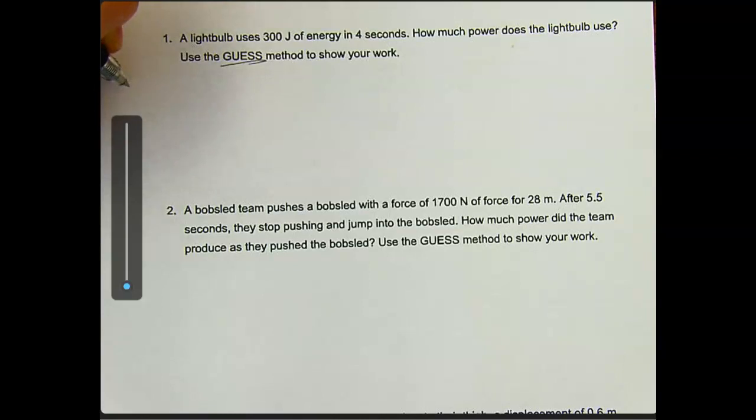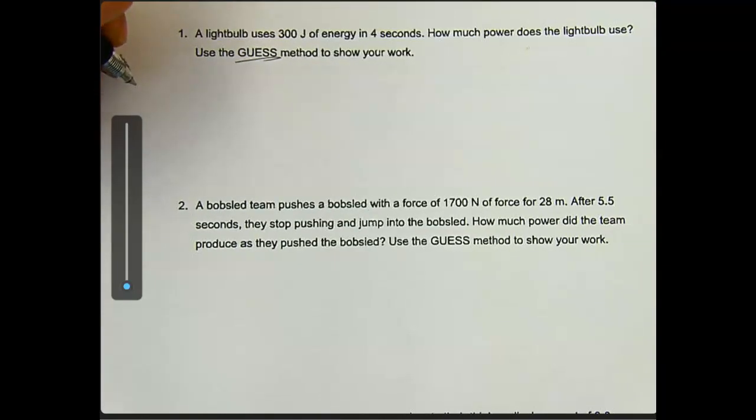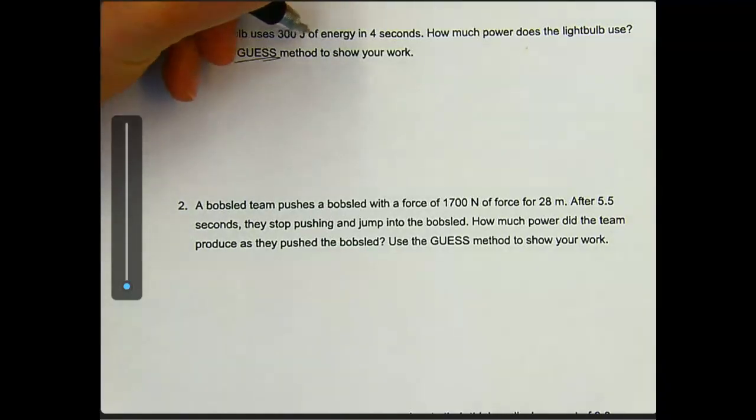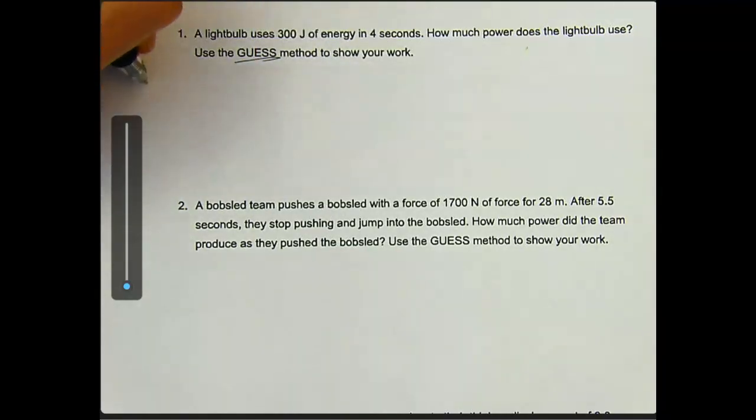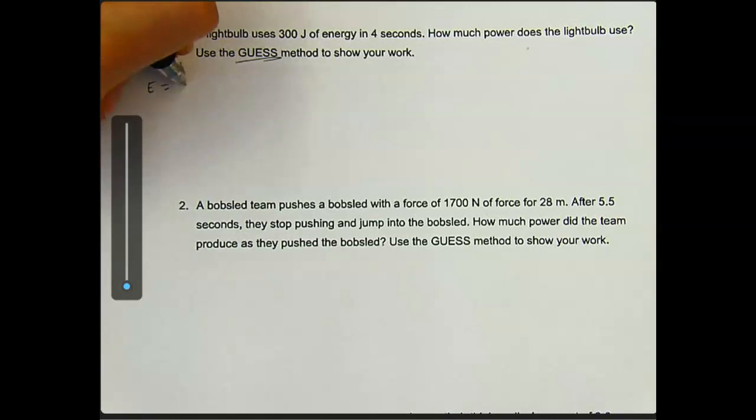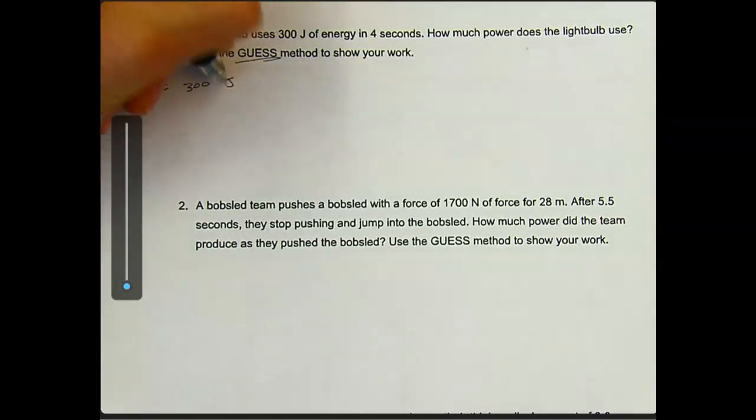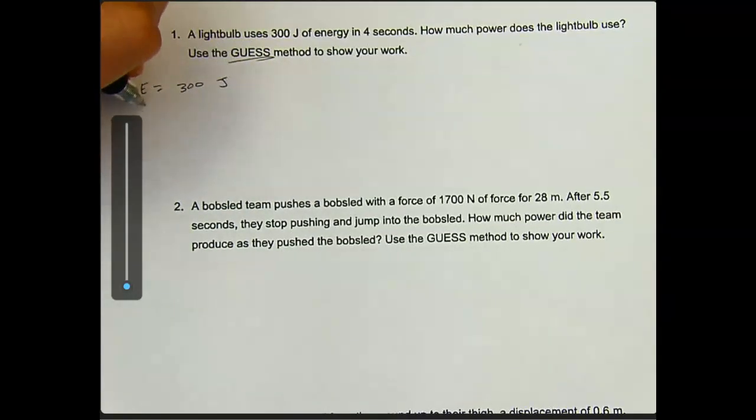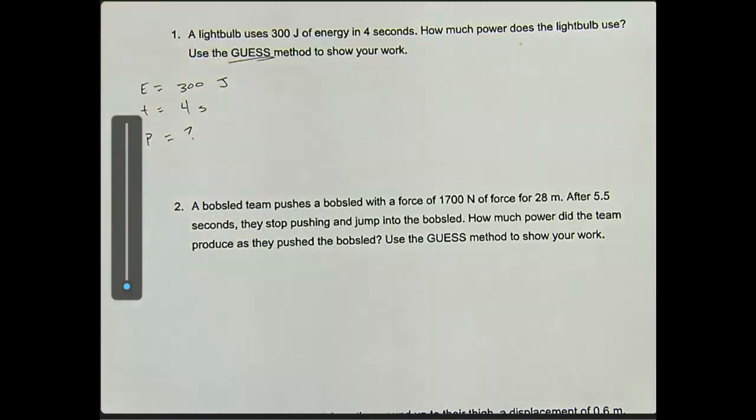We're given 300 joules. 300 joules is an energy, especially in this case, it says 300 joules of energy. So we're going to say our energy is 300 joules. We also have a time of 4 seconds. And then it's asking us for power. So we have our knowns, or what was given, and then we have our unknown, which is power.